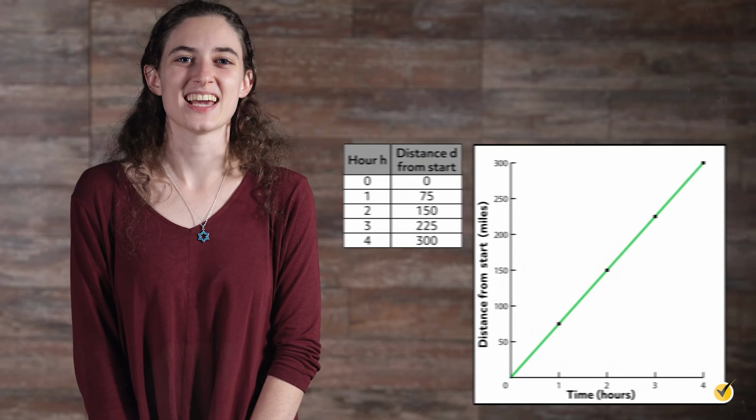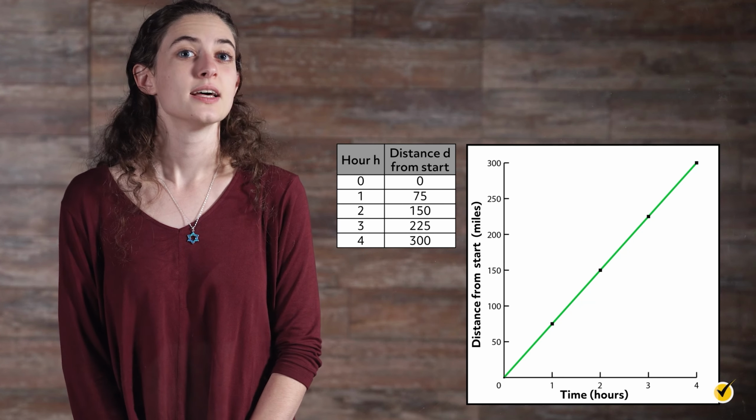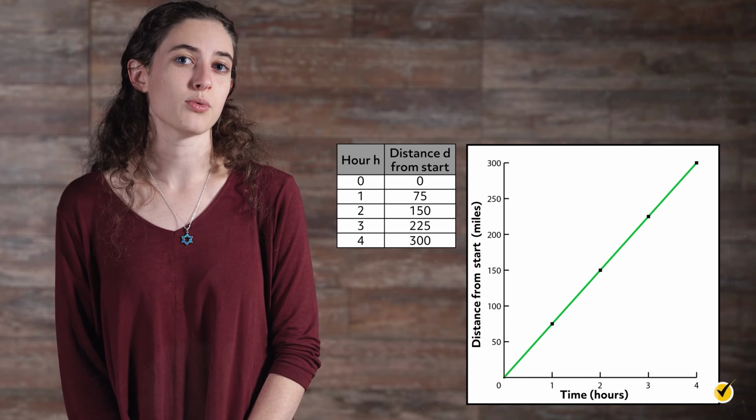Now suppose you're driving a car at 75 miles per hour, heading to a destination that's 300 miles away. That is, for every hour that passes, you drive 75 miles. In this case, distance is directly proportional to hours, because as hours increase, distance also increases, and the rate of increase does not change. This table shows an increase of 75 miles for every 1 hour.